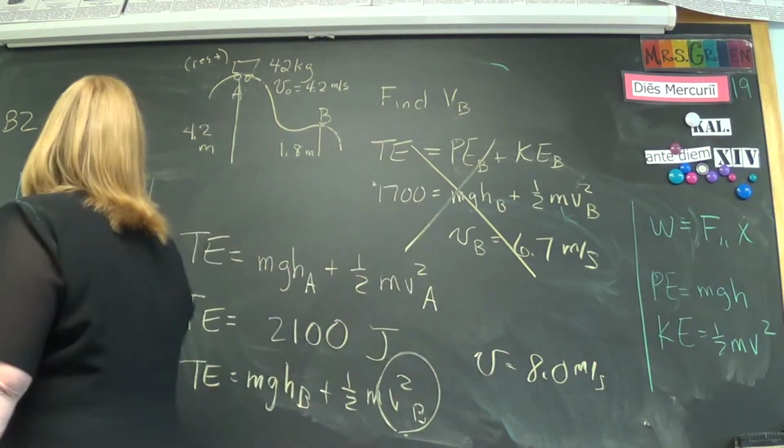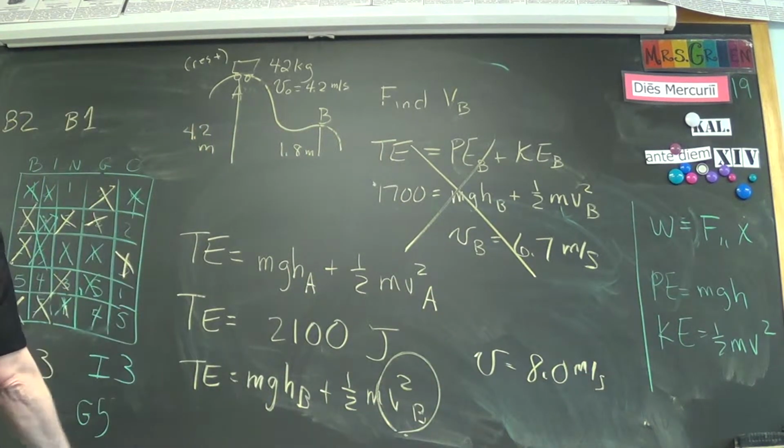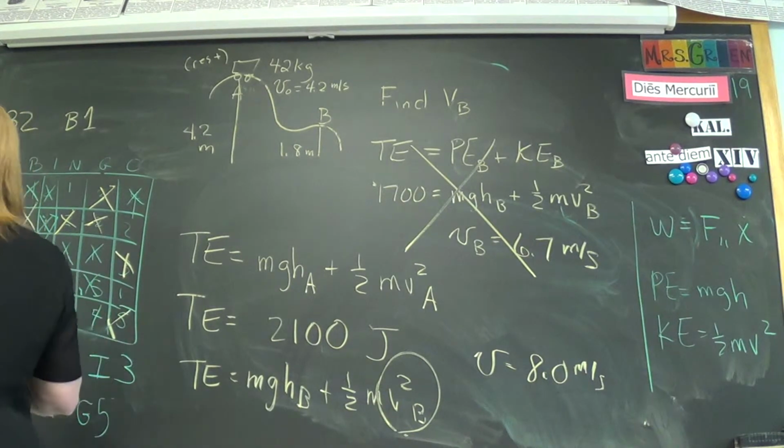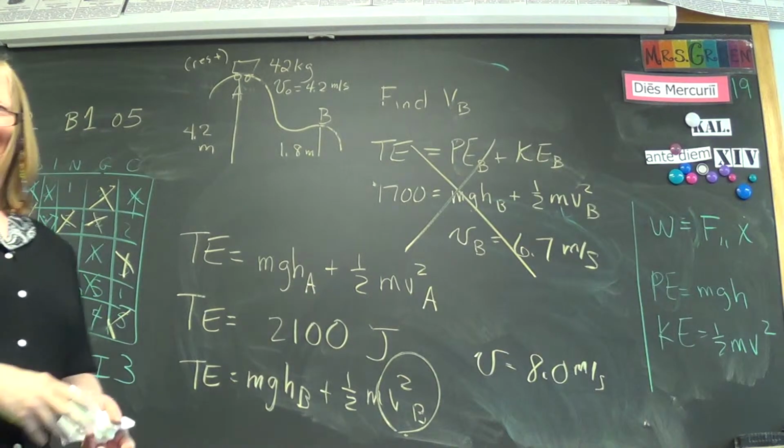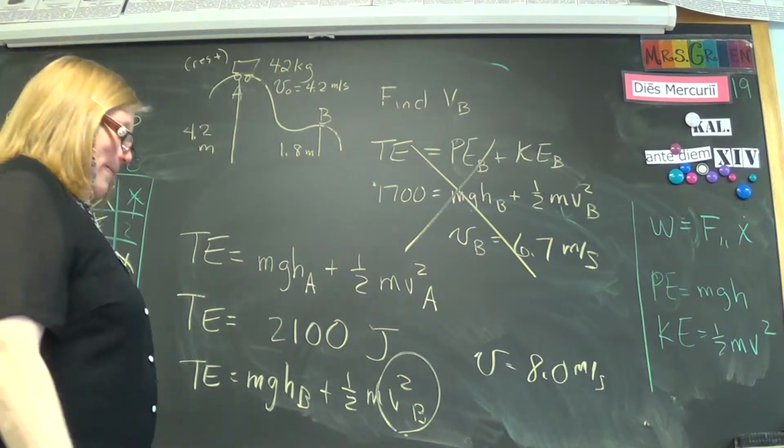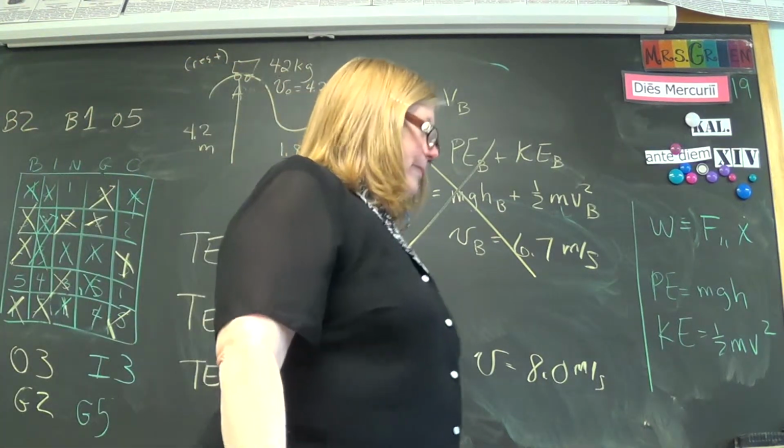Alright, you may cross out, there's not much. I don't get bingo this time. 05. Miss Powell. Bingo! You're kidding me. Alright, put another bingo up there. What was it? Alright.